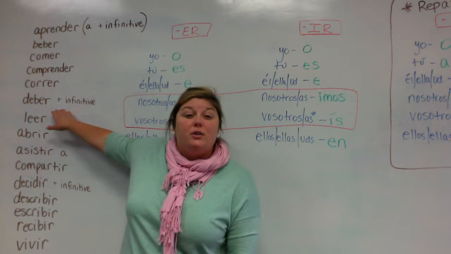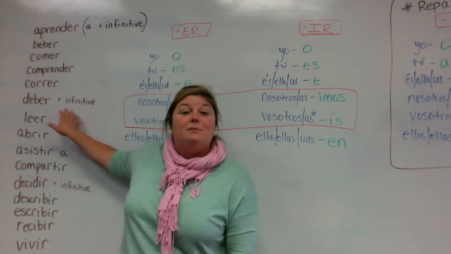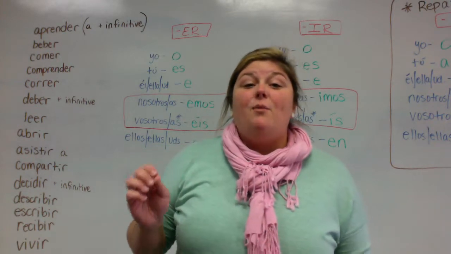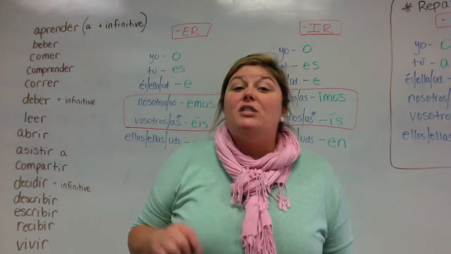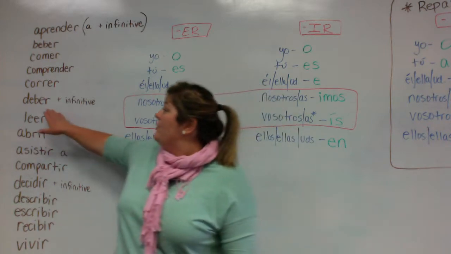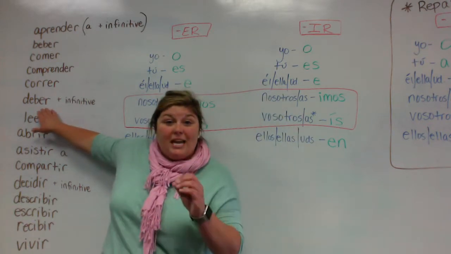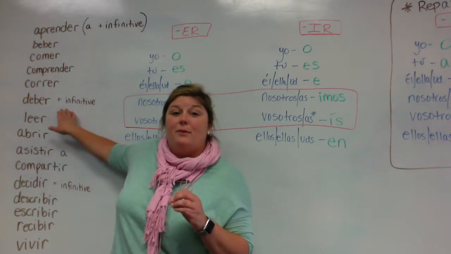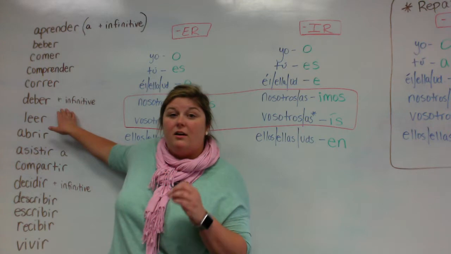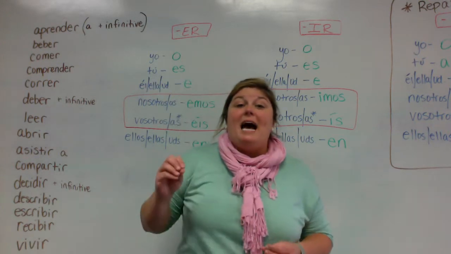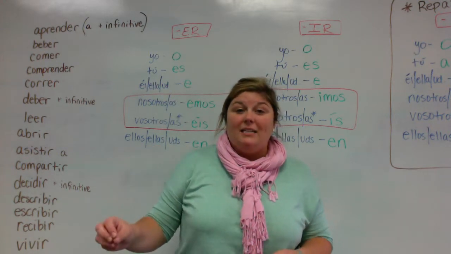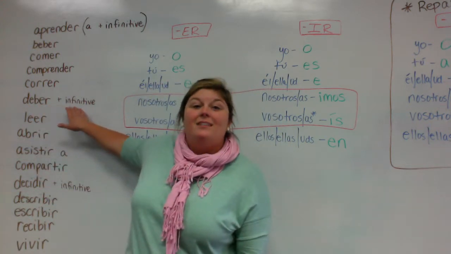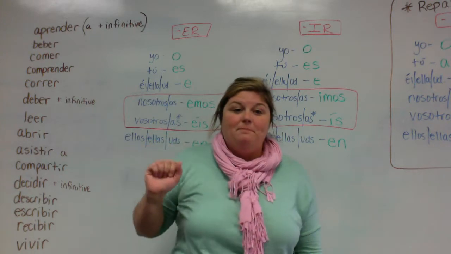Deber is should or ought to, and this is often, almost all the time, followed by an infinitive verb. So if I want to say I should or I ought to study Spanish, I'm going to conjugate deber and then follow it immediately by an infinitive verb, meaning that it ends in AR, ER, or IR. So if I want to say I should study Spanish, I'll say debo estudiar español. ¿Sí? Bien.